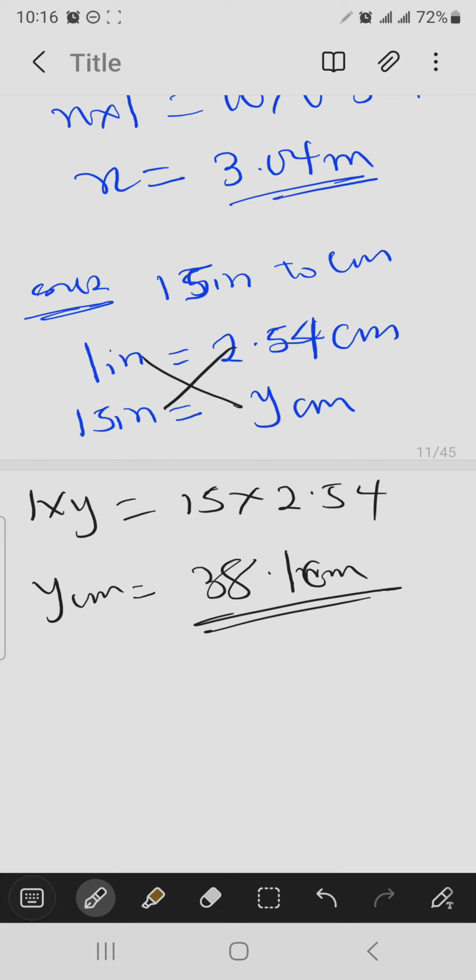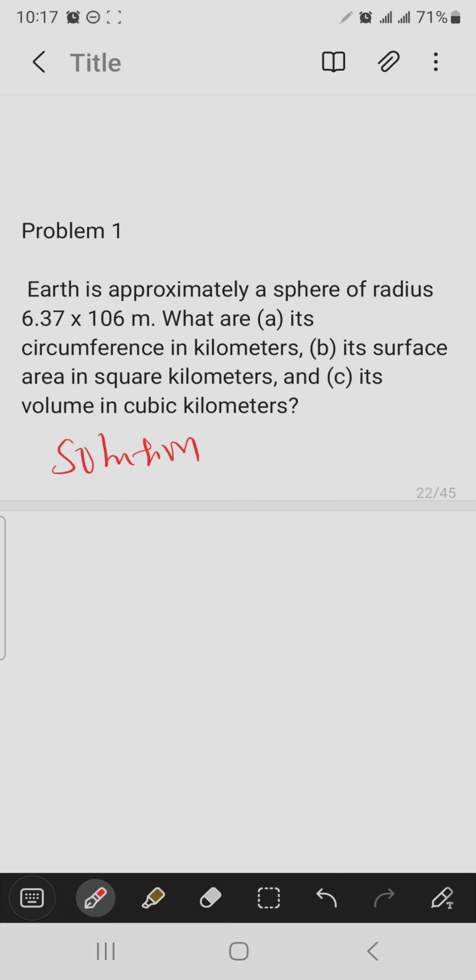And I really hope you understand what this question means. Now let me solve some questions that are in the form of word problems for you. This is the question. It says that Earth is approximately a sphere of radius 6.37 times 10 raised to the power 6 meters.